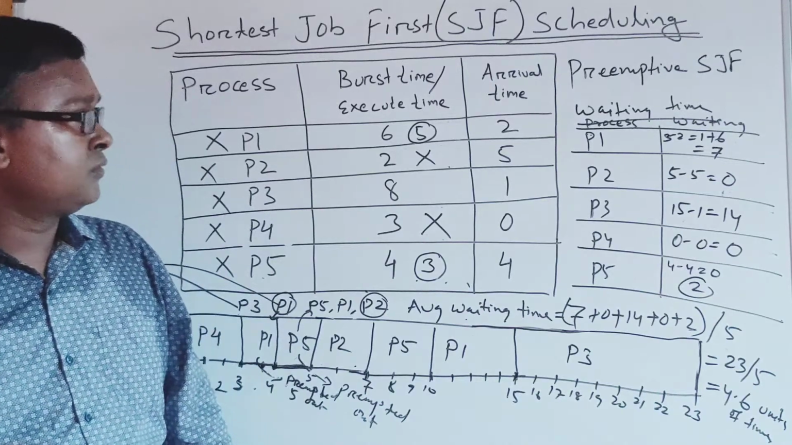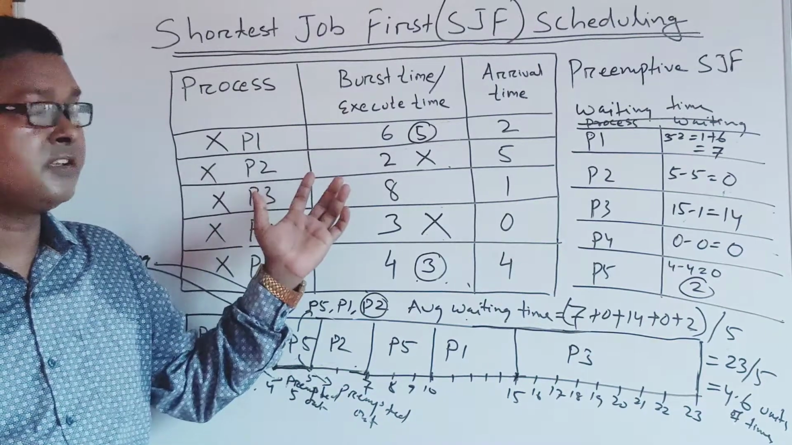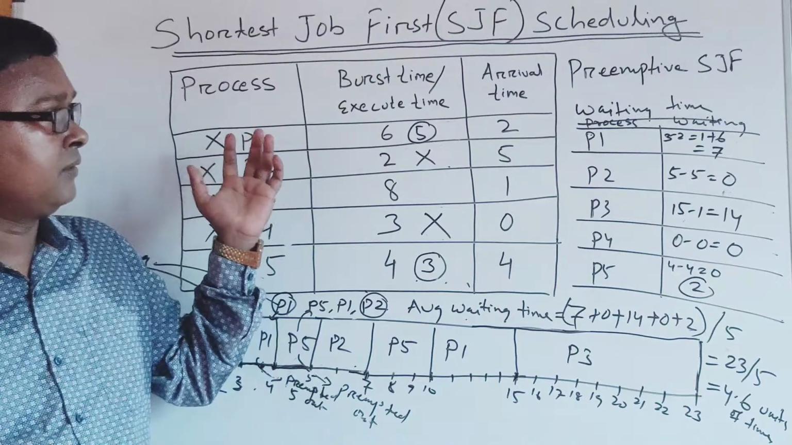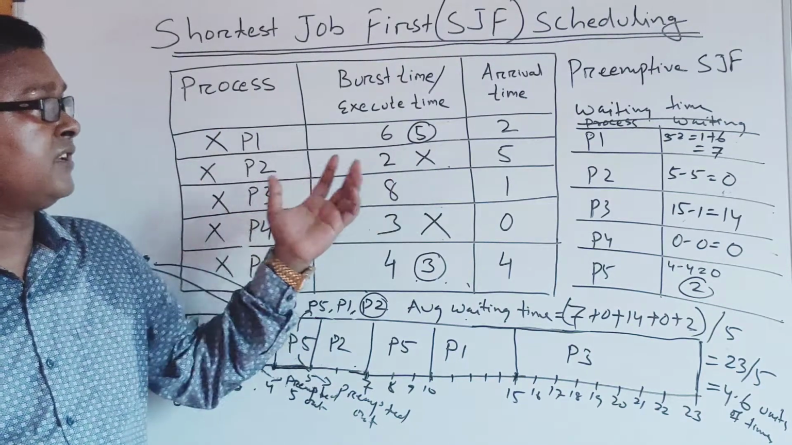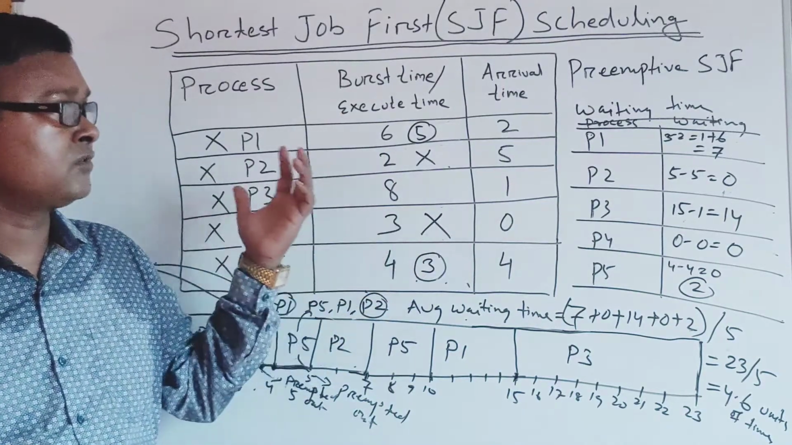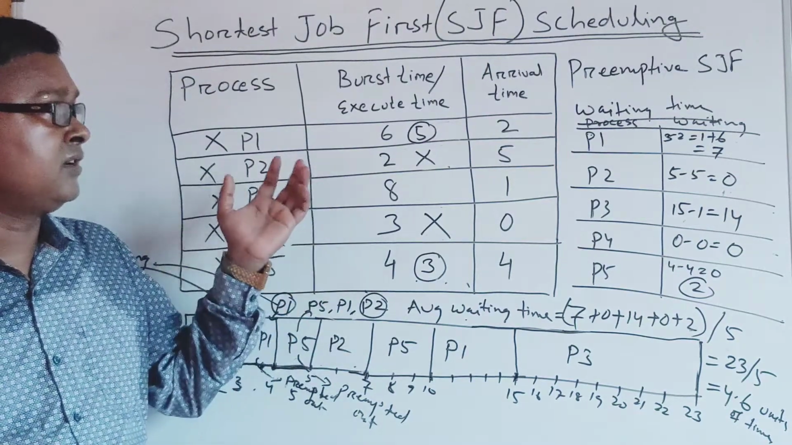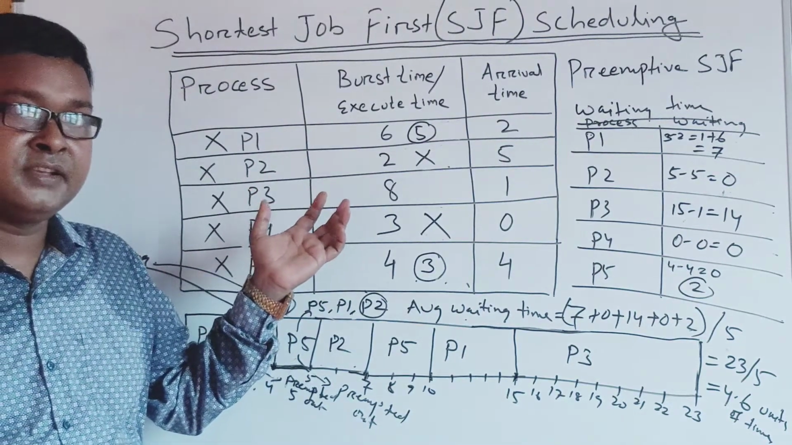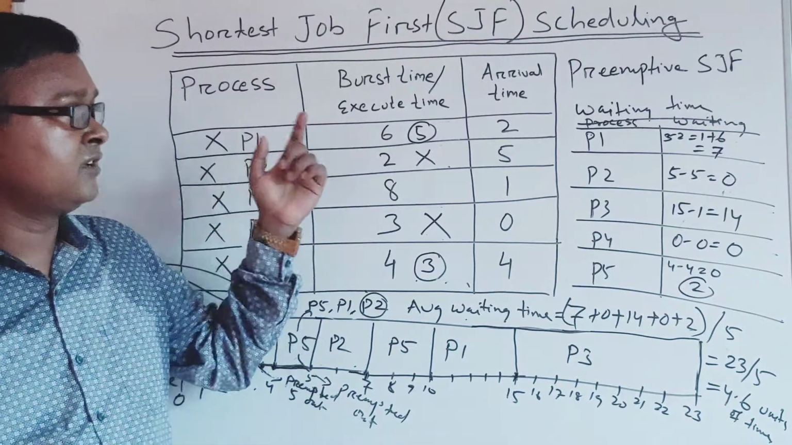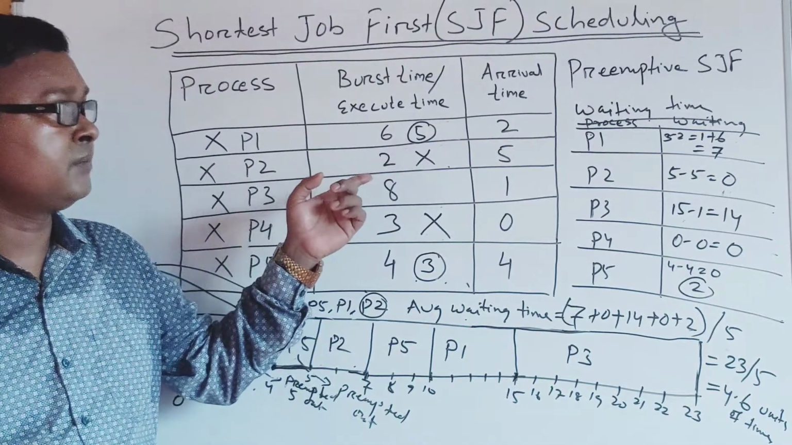Okay? So I hope you understood the preemptive SJF, the very important algorithm. Such kind of algorithm is very useful in batch processing systems. Okay, so mostly it is used in batch processing systems, and I hope you understood the preemptive SJF. We have covered the non-preemptive SJF in the previous video. So here I have covered the preemptive SJF.